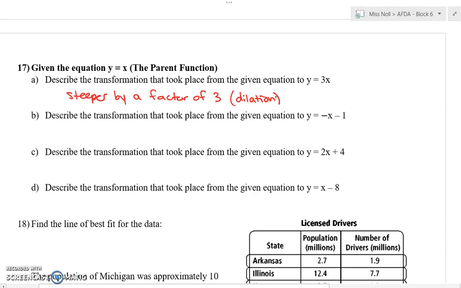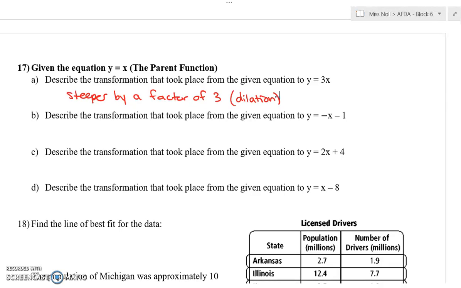Now, you can also have translations. So translations are when you shift the graph up or down. So that's when you have a number like it's the b value, it's the y-intercept. Whenever you have a y-intercept that's different than 0, that is a translation. So you're either shifting it up or shifting it down several units. And then the third option you can have is a reflection over the x-axis. So that takes a positive slope and it makes it negative. So anytime you have a negative out in front of the x, then that is a reflection over the x-axis.